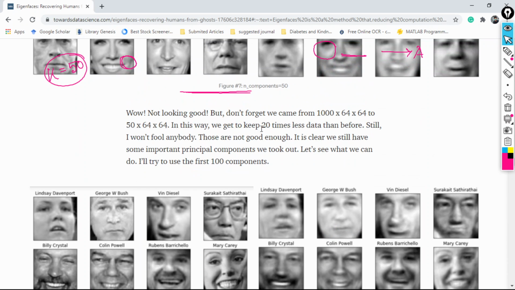So here they keep 20 times less information. We get to keep 20 times less data than before. At first they considered 1000 images, and now only 50 eigenfaces. Okay, that's the first thing.